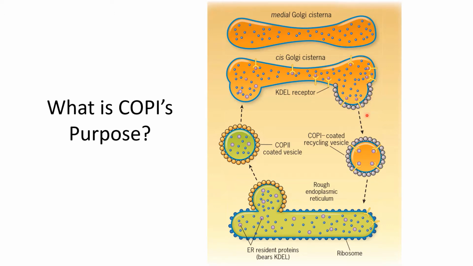So as you can see now here, we have a vesicle that is devoid of the other proteins except for the resident proteins with a KDEL, and it's going to be returned back to the ER. So that's really the purpose of these COP1 coated vesicles. They are also known as the recycling vesicles because they return back what's supposed to be in the ER, the resident proteins.